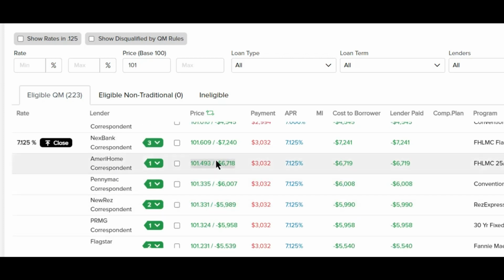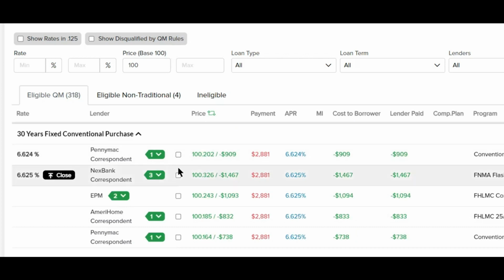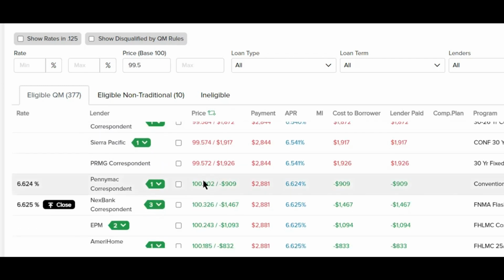So again, if you have a 2% comp plan, maybe you're searching at 1.5% if the borrower doesn't want to pay a lot for the loan. If it's a borrower paid transaction, then if you go to 100, that's going to bring in only loans at 100 or more. So in this case, PennyMac, 6.624, they come in at 20 basis points above par. Again, I wouldn't do it at 100. If I was just charging and I didn't want to give any credit to the borrower, I would go down to 99.5. When I do that, it's going to bring in rates that might get a little closer.